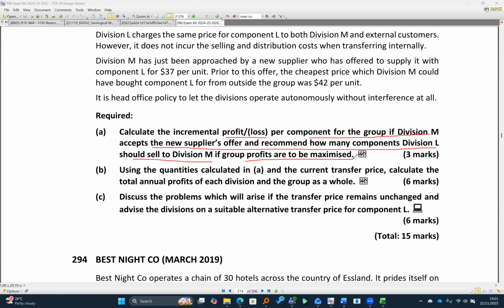And then using quantities calculated in A and the current transfer price, calculate the total annual profits of each division and the group as a whole, and then discuss the problems which will arise if the transfer price remains unchanged and advise the divisions on a suitable alternative. So that's what they're asking for.